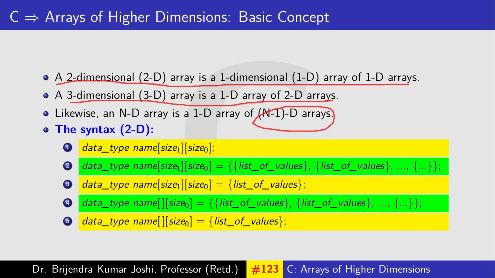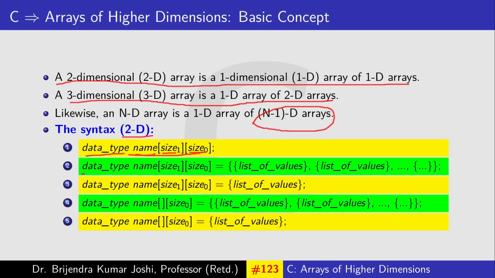Okay, so the syntax for a two-dimensional array is a data type, any legal data type, then a legal name for an array, then size 1, that is how many rows there will be, and size 0, which means how many columns, so how many elements there will be in each row. Okay, so this is one way of declaring an array. And at this point of time, values assigned to various elements would be arbitrary.